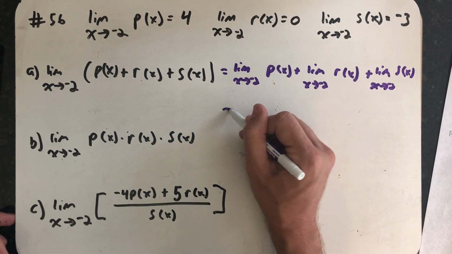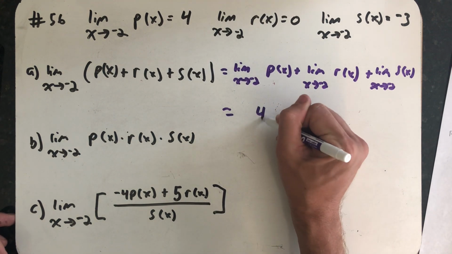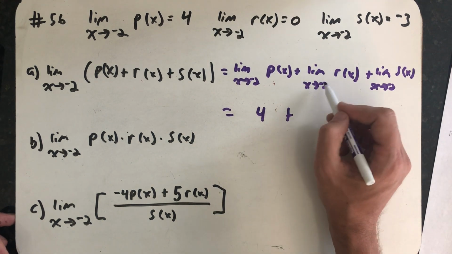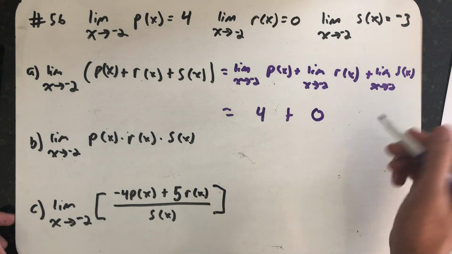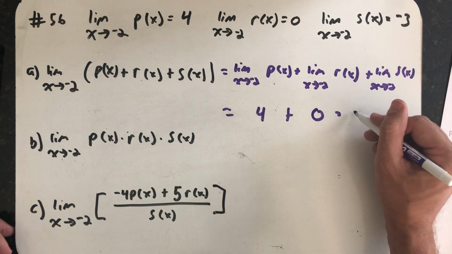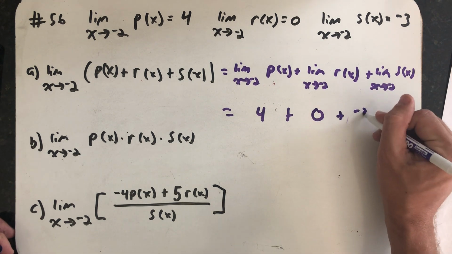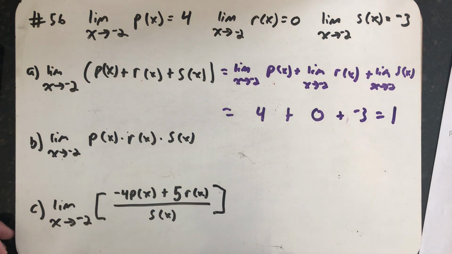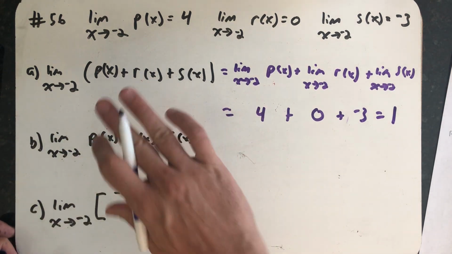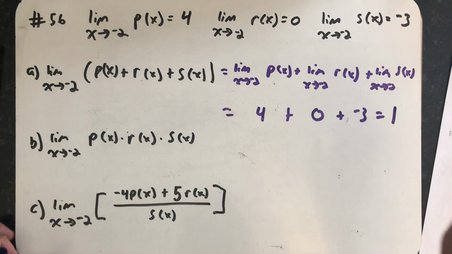And now, because of that, I know the limit as x approaches minus 2 of p of x is 4. The limit as x approaches minus 2 of r of x is 0. And the limit as x approaches minus 2 of s of x is minus 3. So, in part A, I just get the number 1. This original limit is equal to the sum of these three limits, is equal to the sum of these three numbers, is equal to 1.